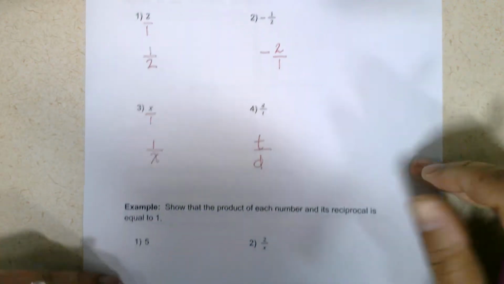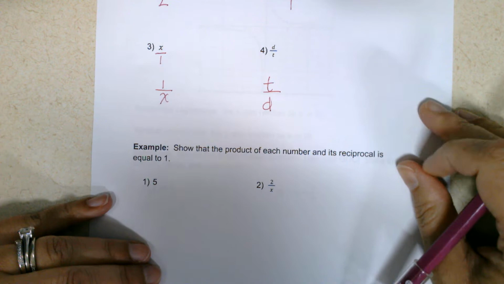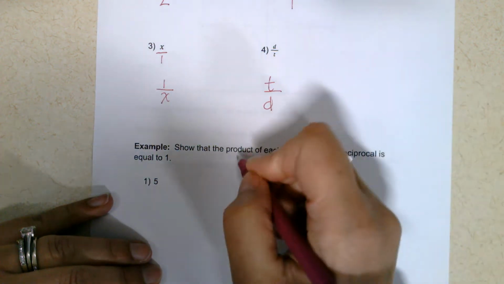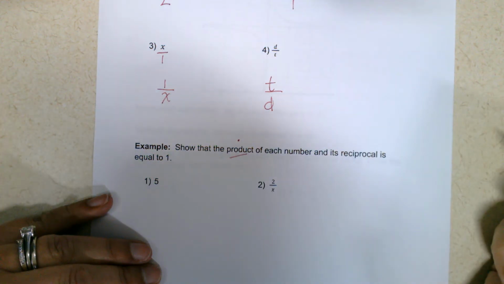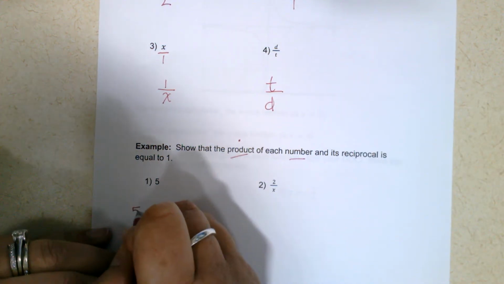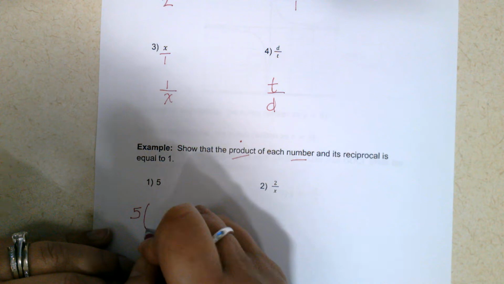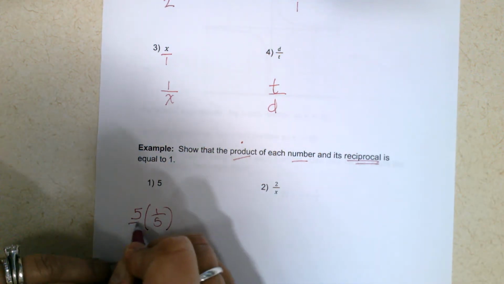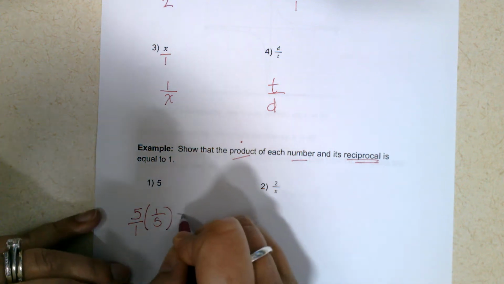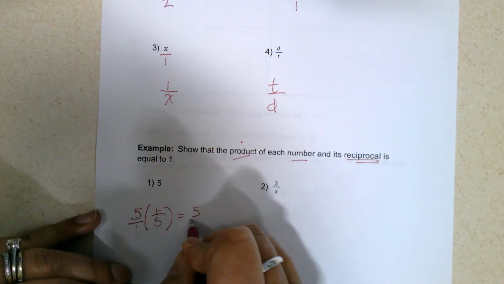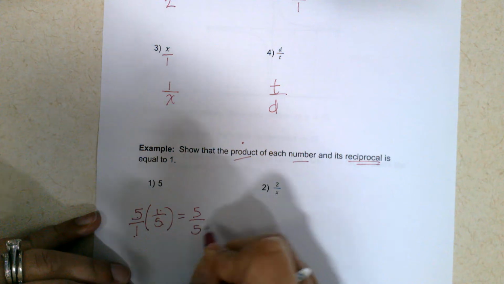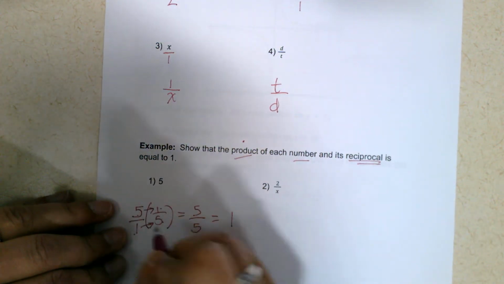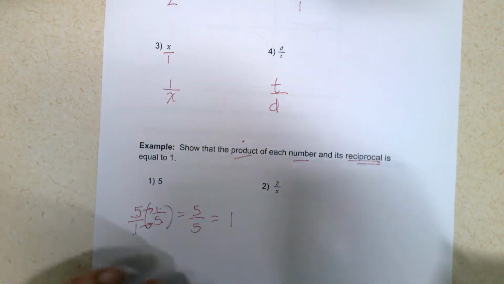And that's it. Next examples show that the product of each number and its reciprocal is equal to 1. So product is multiplication of each number. So we're going to take the number 5 here and multiply it by its reciprocal, 1 over 5. So let's make this into a fraction, 5 over 1. Well, 5 times 1 is 5. 1 times 5 is 5. 5 divided by 5 is 1. That's it. All I did was I just multiplied across and then I reduced.